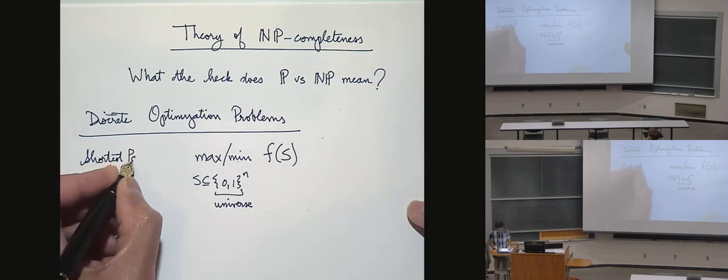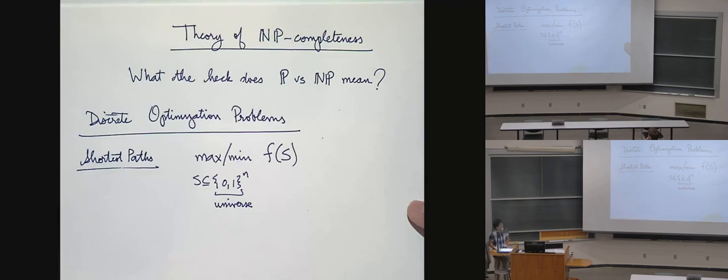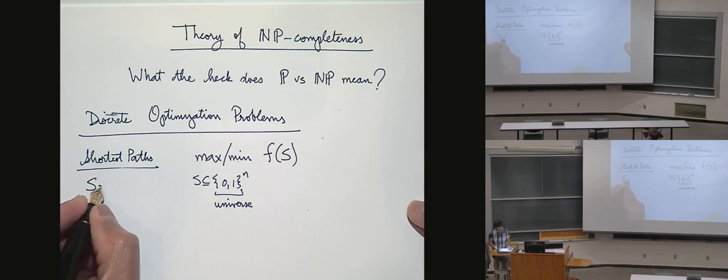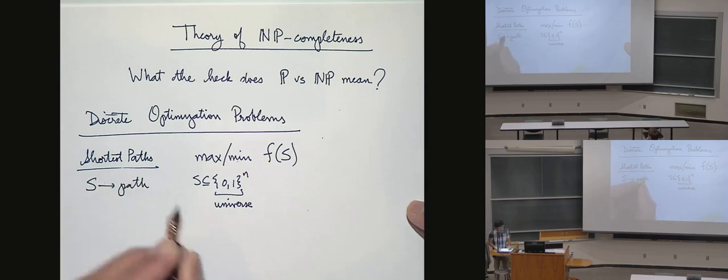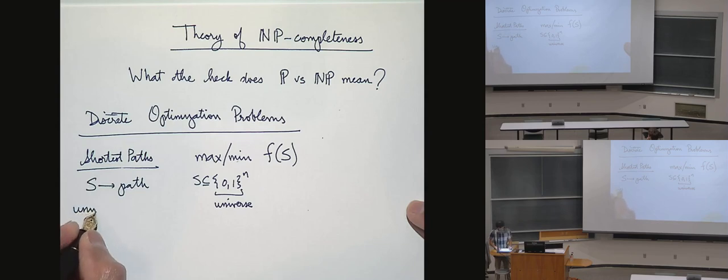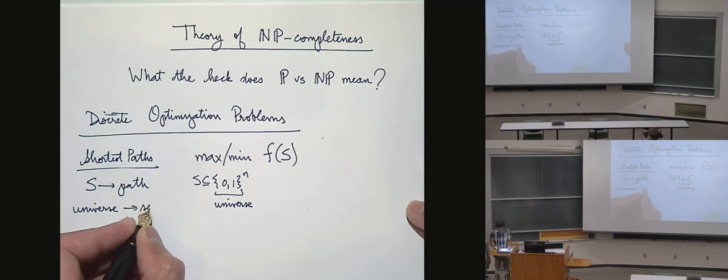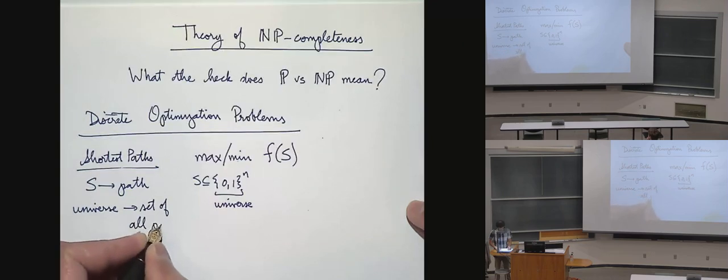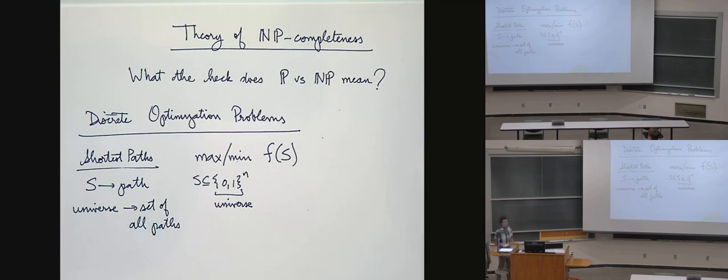So for example, the simplest one is just shortest paths. And so in shortest paths, what is the set? This is like a path. And the universe is the set of all paths. So one way to think of it is I give you a graph, I have two vertices, say, find the shortest path. You're trying to minimize f of S, where f is the weight of the path. S denotes the path. You can think of it like a list or a set, whatever. It doesn't matter. And there are potentially many, many possible paths.